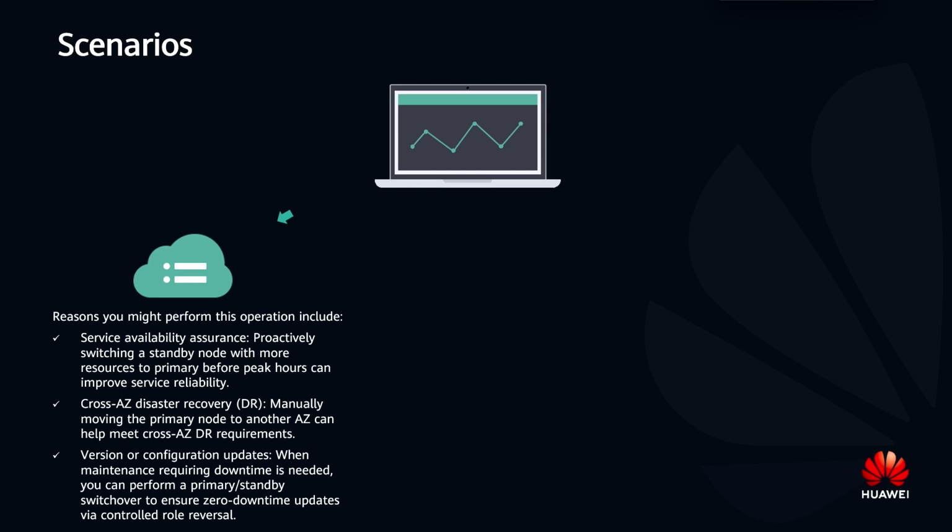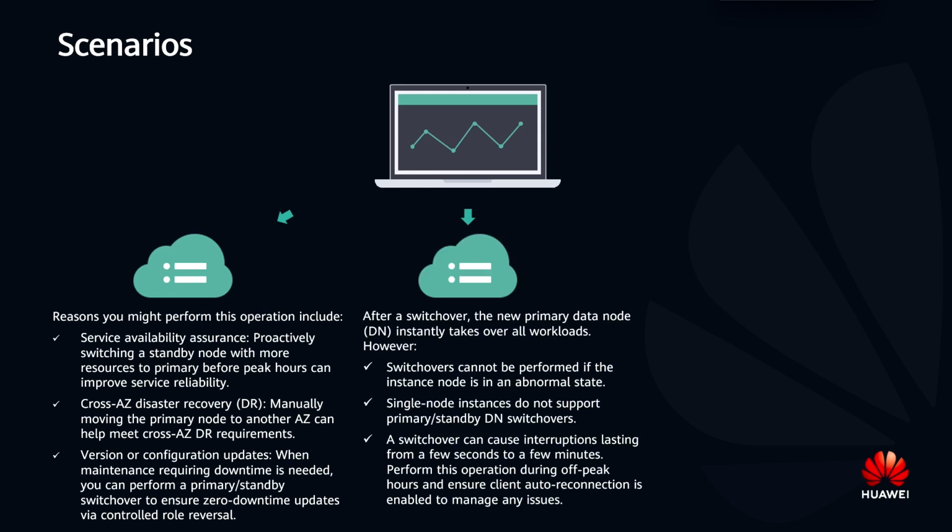To enable cross-AZ disaster recovery, you may want to relocate the primary node to a different availability zone as needed. During version or configuration updates, a primary or standby switchover can enable zero downtime updates by reversing roles in a controlled manner. After a switchover, the new primary data node instantly takes over all workloads.